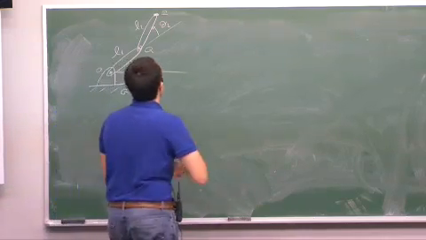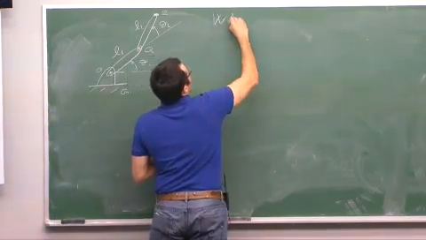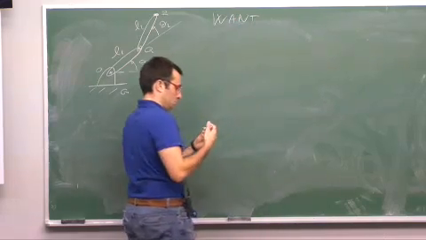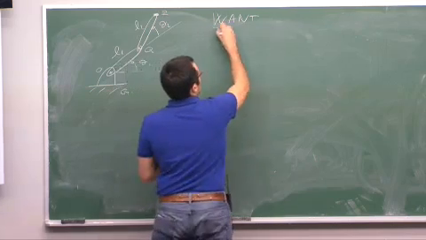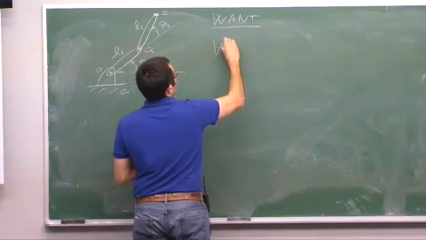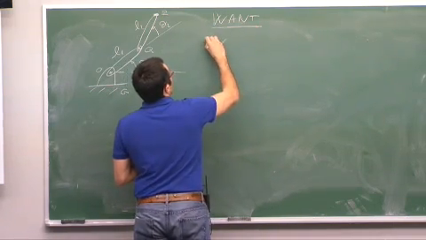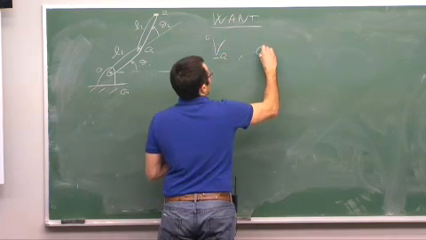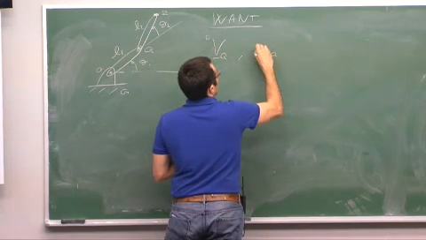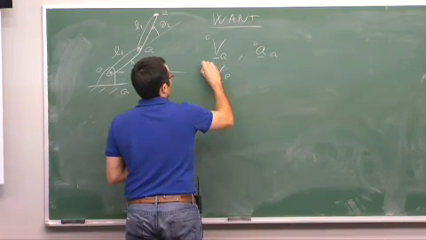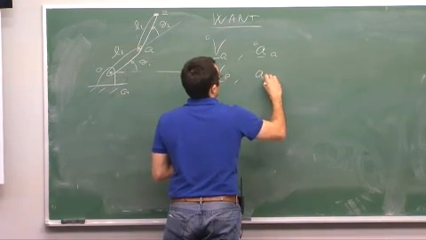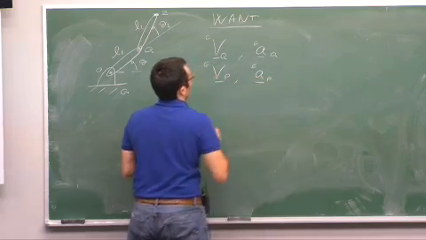So I want the usual suspects. I want the velocity of Q with respect to the ground, the acceleration of Q with respect to the ground, and then the same for P: velocity of P with respect to ground, acceleration of P with respect to ground.